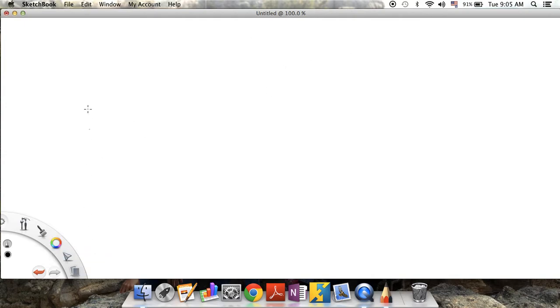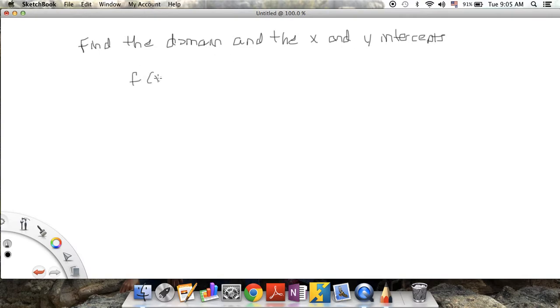So let's look at a couple. If I ask you to find the domain and the x and y intercepts for this function, well, we look at it and we say this is a radical, and we're only dealing with real numbers right now, so we know that this interior part here has to be greater than or equal to 0, or else we're going to end up with imaginary numbers, which we don't want.